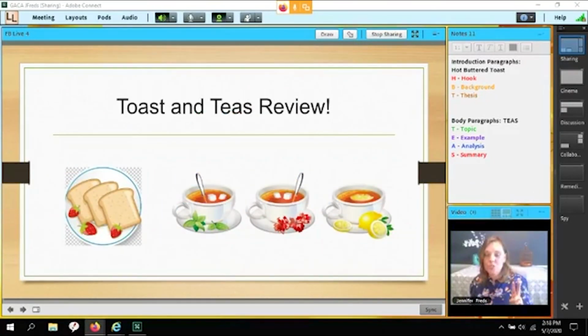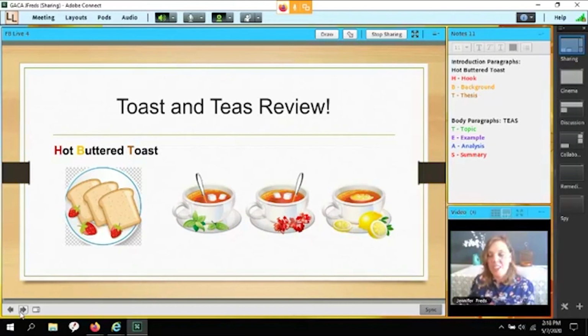We have 2 things to remember when we sit down next time to write an essay. The first thing we want to remember is our hot buttered toast. So our hot buttered toast is our introduction. It is the thing that gets the reader's attention. It's the thing that gives them a little bit of background about our topic, and it's the thing that tells the reader where we stand. So when we sit down next time to do our introduction, just remember hot buttered toast, hook, background, thesis.